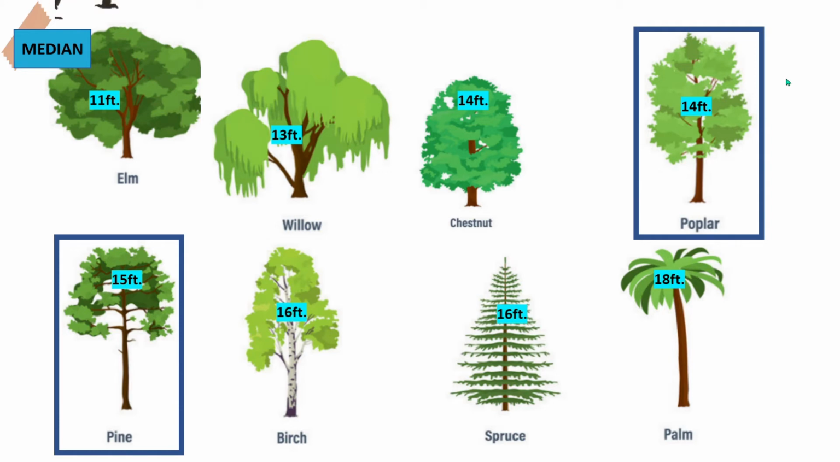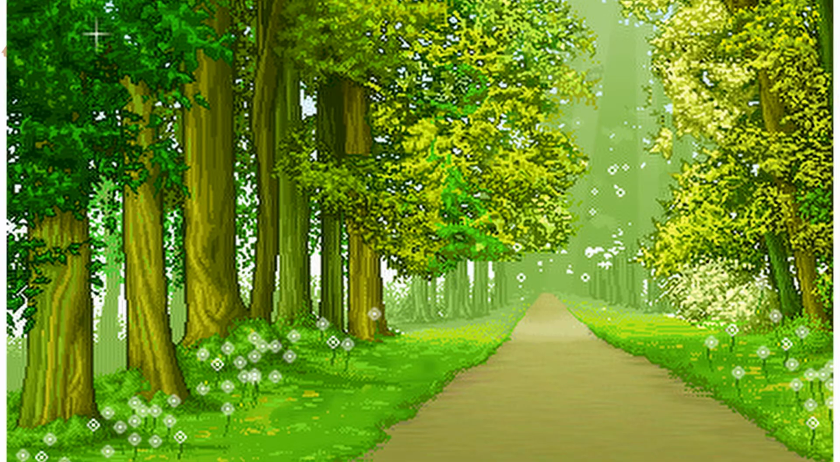Now, can you give the median of the heights of the given trees? So, we need to add the height of the 2 middle trees and divide by 2. So 14 plus 15 divided by 2 equals 29 over 2. The answer is 19.5. Alright, hopefully everyone can follow. Now, let's move on to mode.